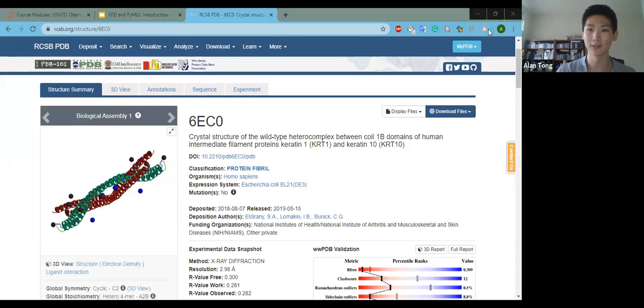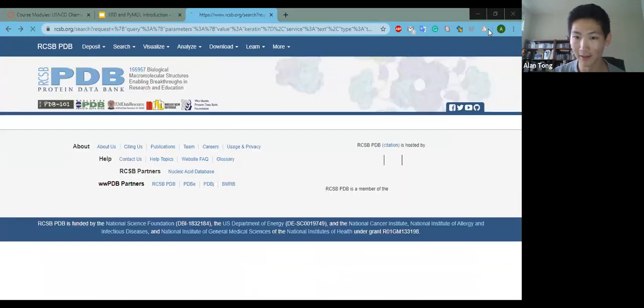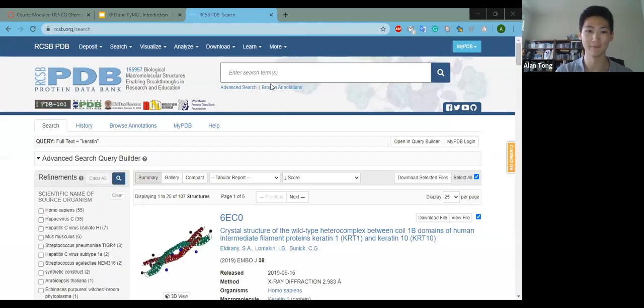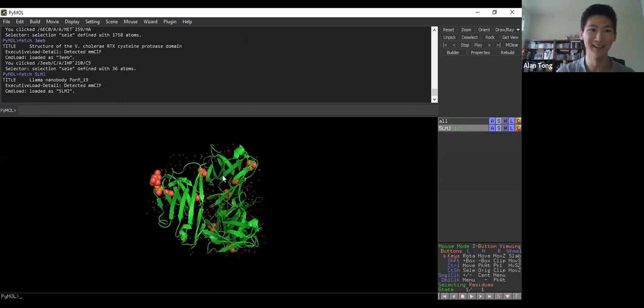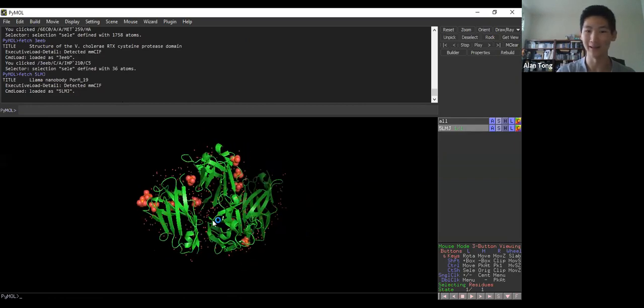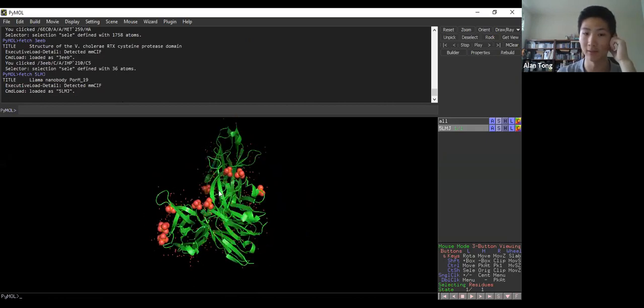All right. So let's look at the 5LMJ. Ooh, what is that one? Let's take a look. 5LMJ. Ah, cool. This is a llama nanobody. So nanobodies are kind of like mini antibodies. You can think of them like that.